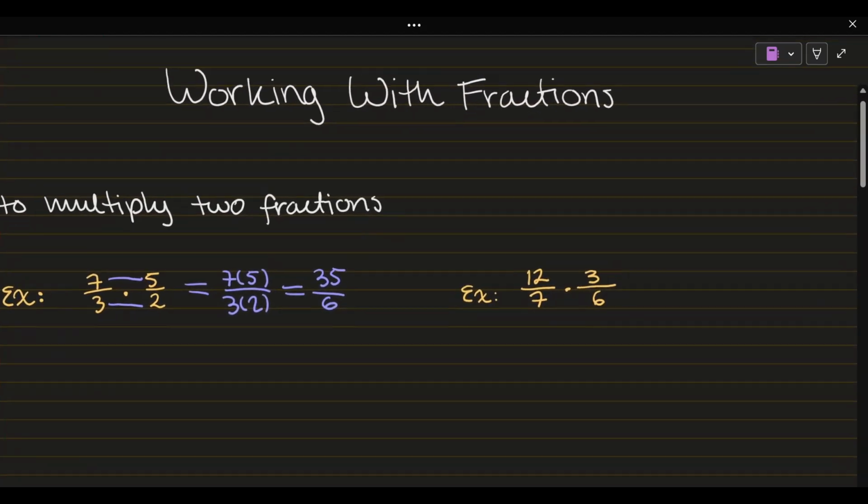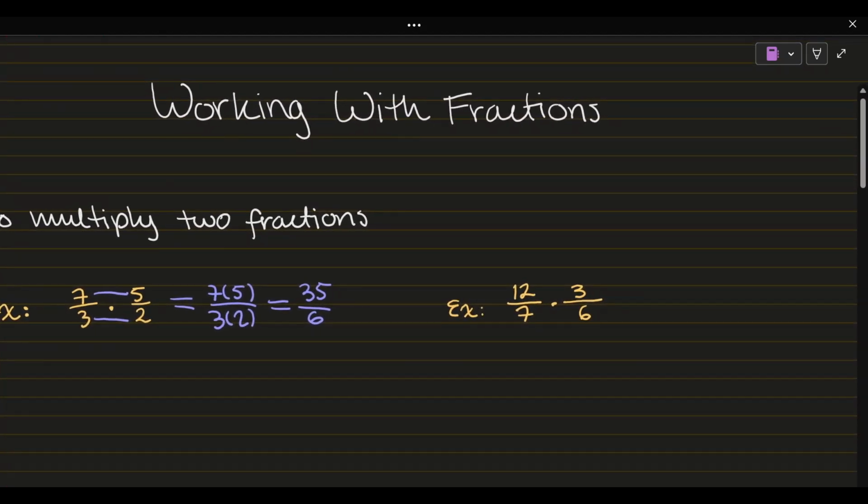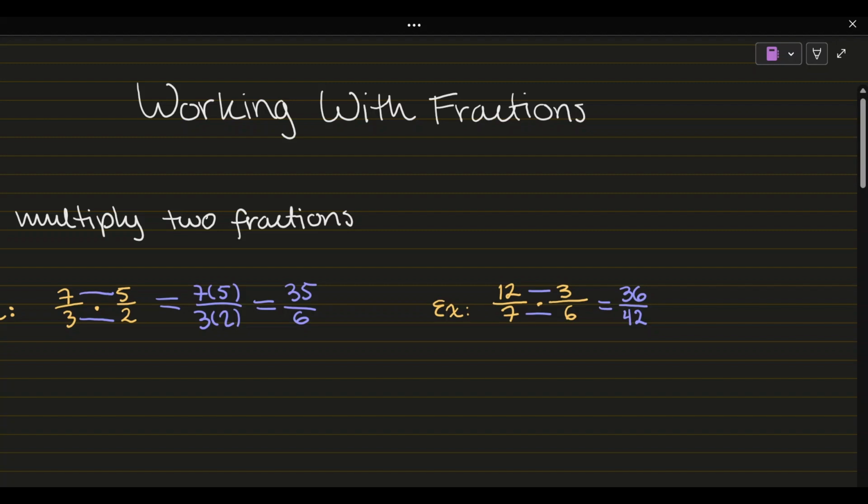Again, another example, 12 over 7 times 3 over 6. So I just go across. I have 12 times 3 is 36 over 7 times 6 is 42. Okay, so I have 36 over 42. Now I can simplify this further because each of these has a factor of 2. So I can divide top and bottom by 2, right? That's how we simplify fractions. 36 divided by 2 gives me 18 over 42 divided by 2 is 21.